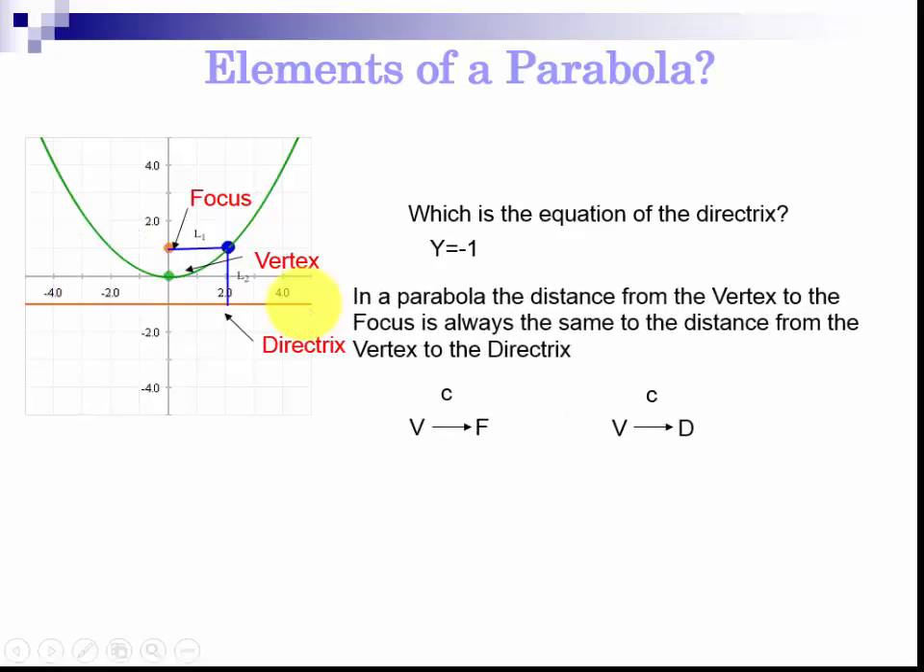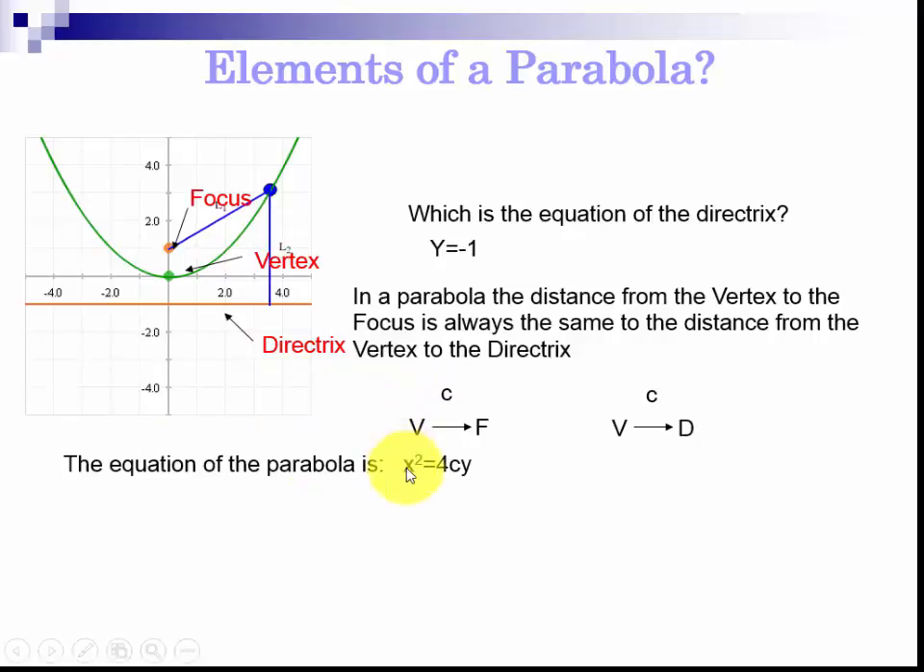In a parabola, the distance from the vertex to the focus and the distance from the vertex to the directrix are exactly the same. We call this distance c, and it's the same distance. The equation of this parabola is x squared equals 4cy.